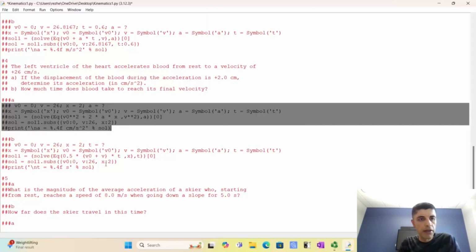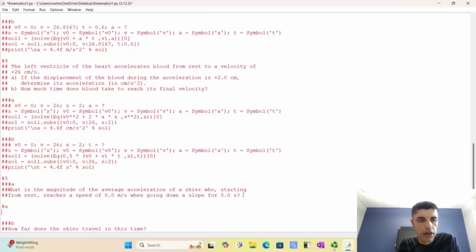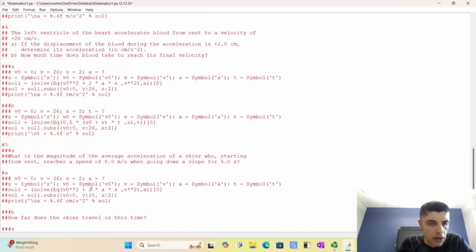I'm just going to copy and paste this one here and see if we can make some changes. So this is part A, and then we're going to see what changes we need to make. Starting from rest, so V0 is 0, reaches a speed of 8 meters per second. That's going to be the final velocity is 8. And then for 5 seconds, so T is 5. And then we're solving for A here, average acceleration.